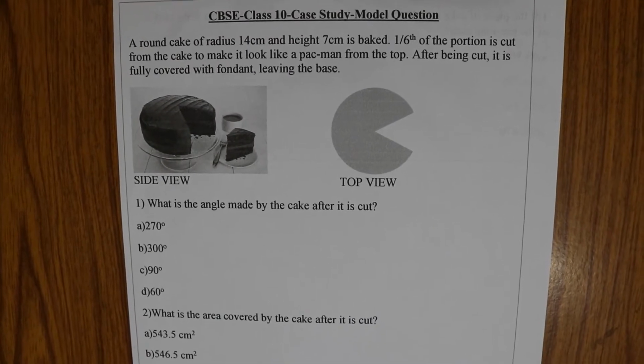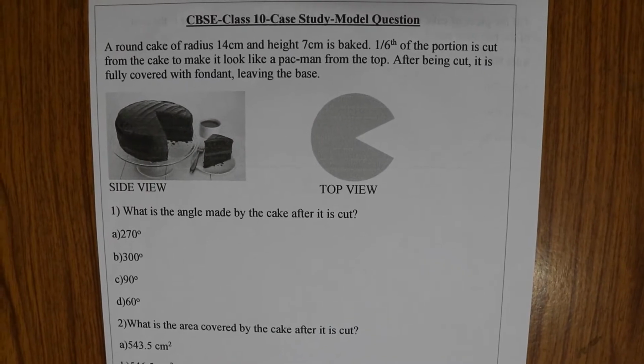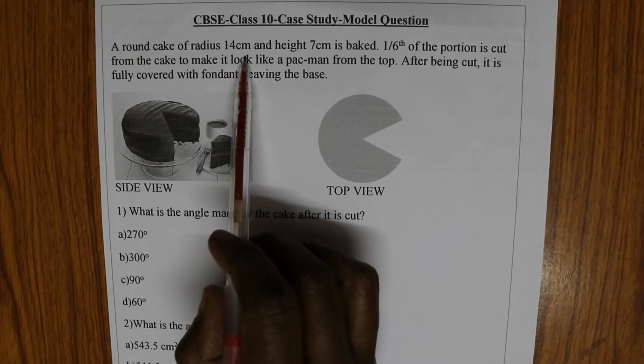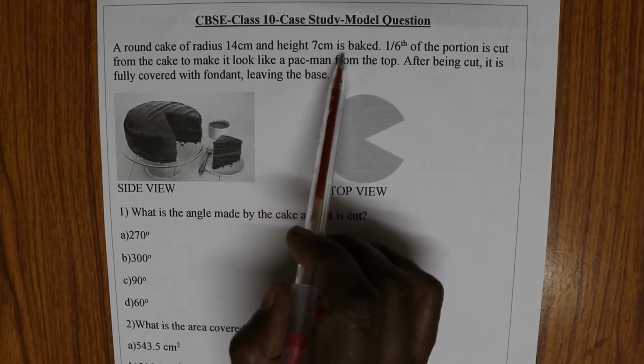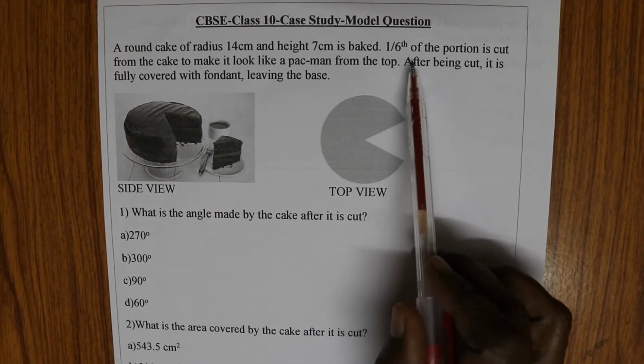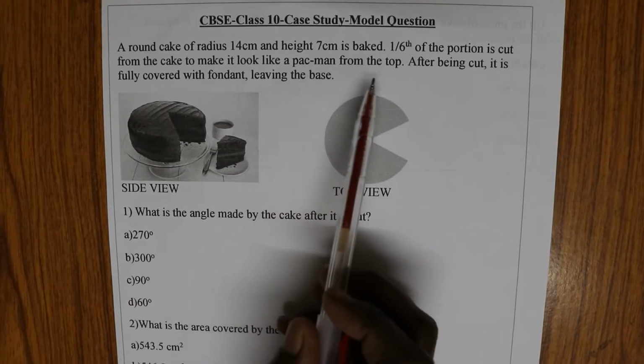Today, here's another case study for your reference. So this is a model question based on a round cake. A round cake of radius 14 cm and height 7 cm is baked. So I have given you the model of a cake here. 1/6 of the portion is cut from the cake to make it look like a Pac-Man from the top.